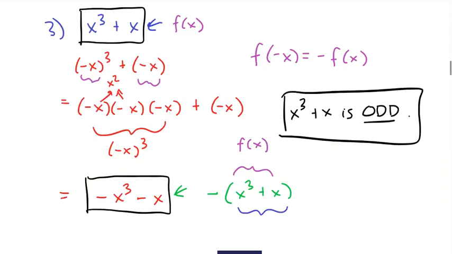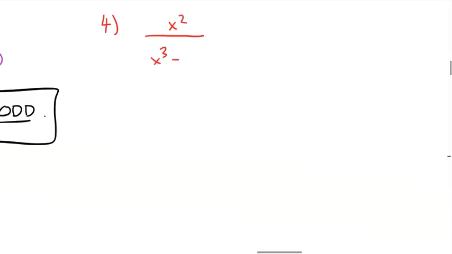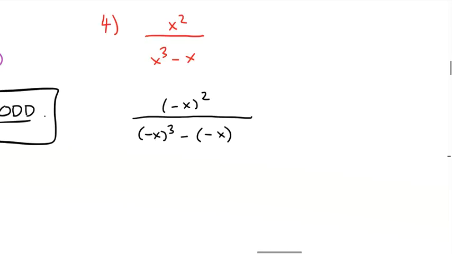Now on to our next example. Our next example is x squared over x cubed minus x. So again, we're going to go through the same thing. We're going to plug in a negative x wherever we see an x. So we're going to have negative x squared all over negative x cubed minus negative x.